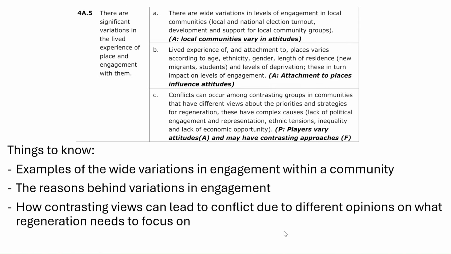So, 4B.5 is significant variations in the lived experience of place and engagement with them. So, the things to know essentially in this part of the spec are the examples of wide variations in engagement within a community. So, yeah, I'll give an example of, I think, the voter turnout in the 2015 election. And you need to know the reasons behind the variations in engagement and how contrasting views can lead to conflict due to different opinions on what regeneration needs to focus on.